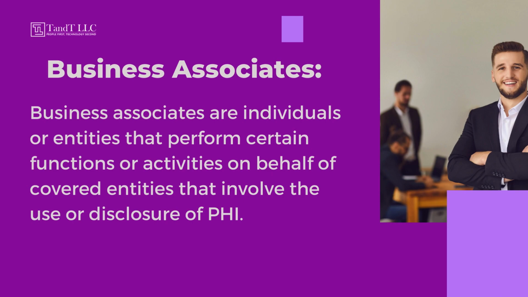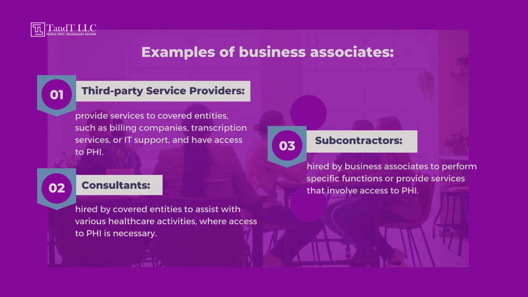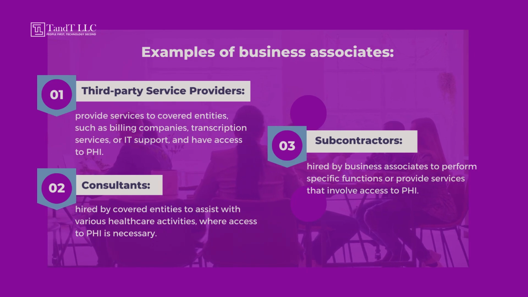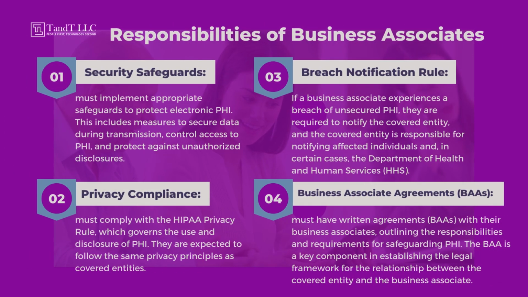Business associates are individuals or entities that perform certain functions or activities on behalf of covered entities that involve the use or disclosure of PHI. Examples of business associates include third-party service providers, consultants, subcontractors. Responsibilities of a business associate: security safeguards, privacy compliance, breach notification, business associate agreements, BAAs.